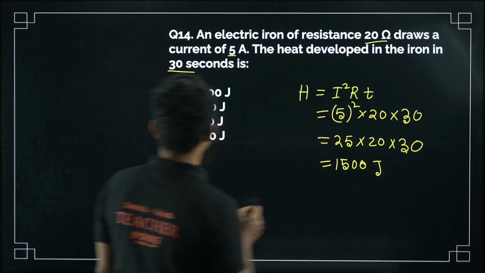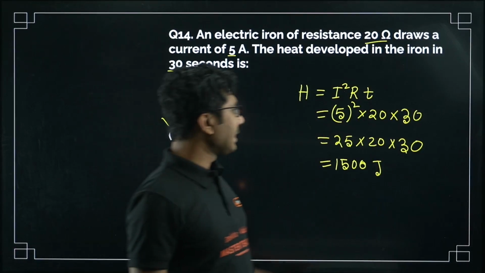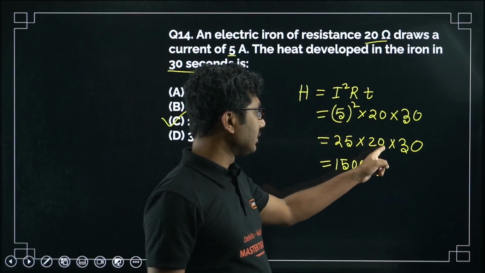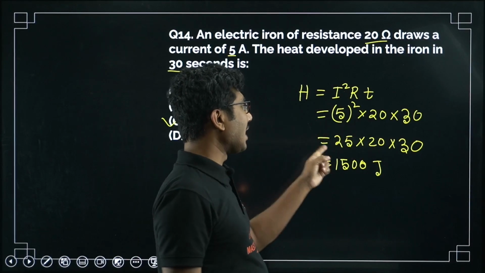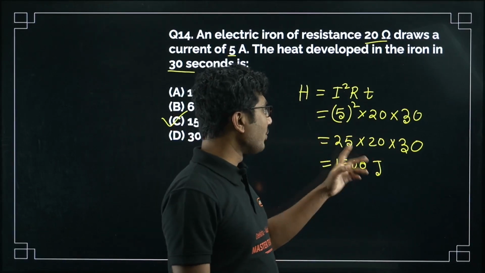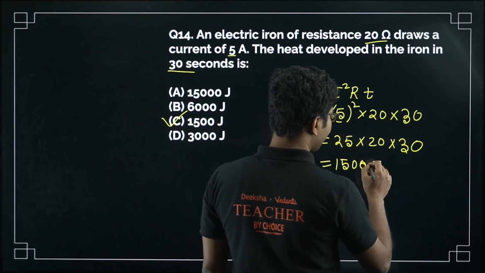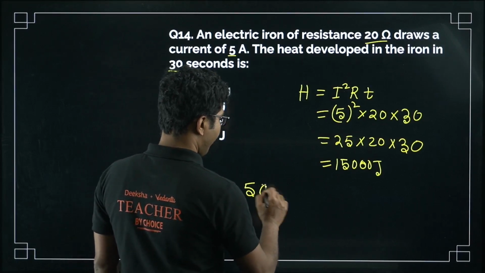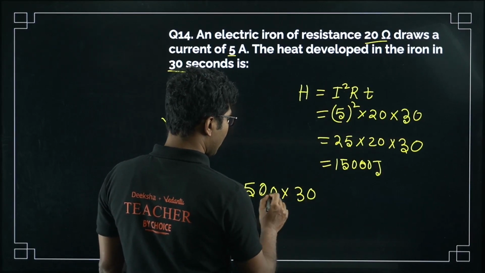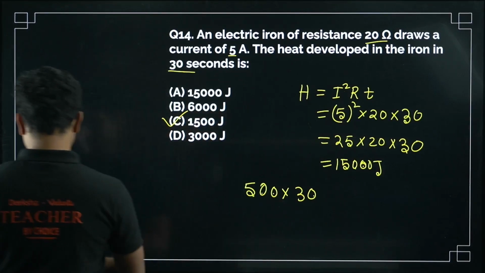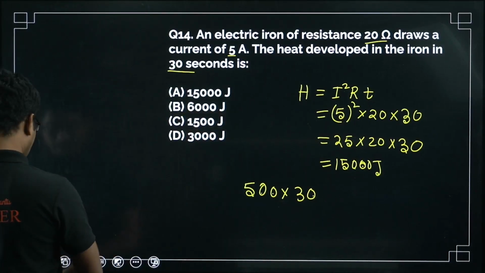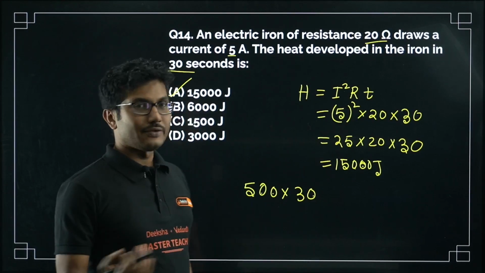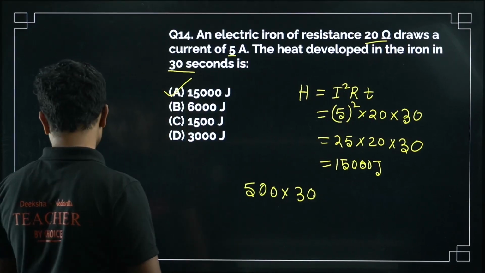Be careful while multiplying. 25 into 20 is 500. Now 5 into 3 is 15, and how many zeros are there? 500 into 30, so how many zeros? 1, 2, 3 zeros. If you just cross check once after calculating, even if you have made some mistakes, there is a chance that you can rectify that mistake. So it will be 15,000 joules, not 1500.